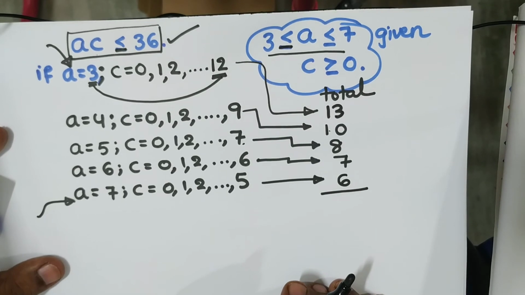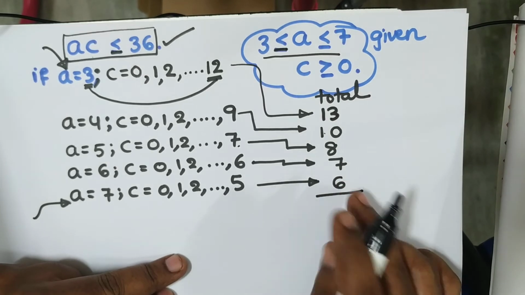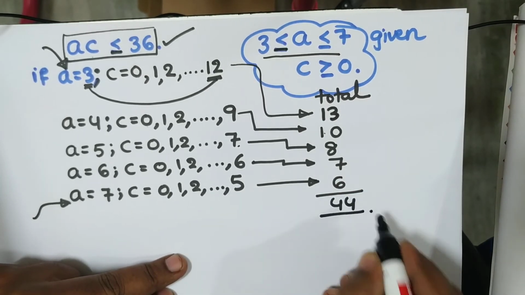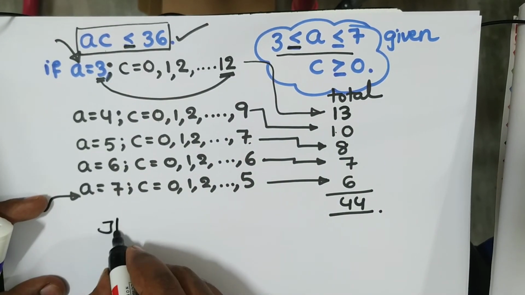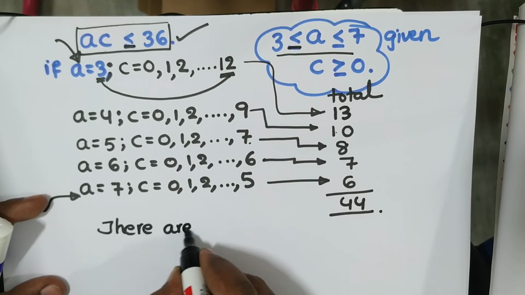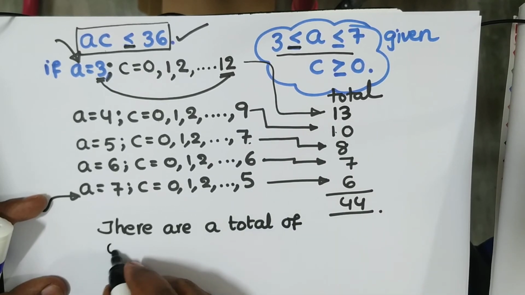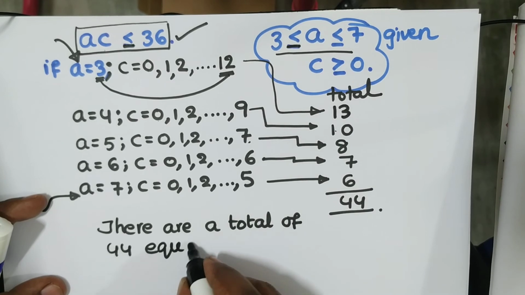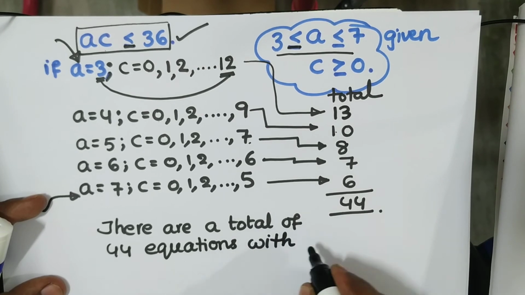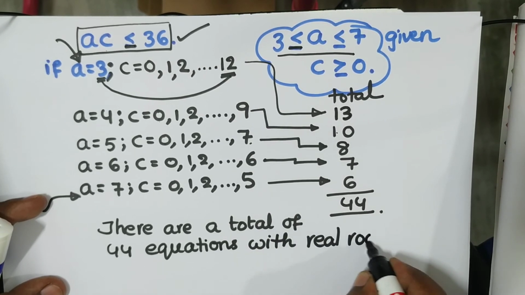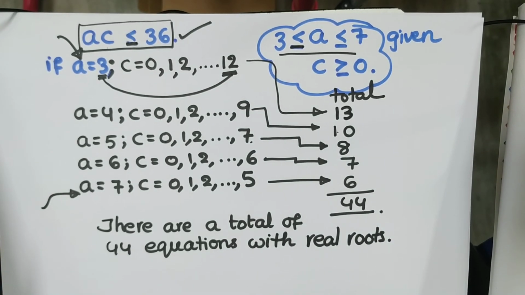Now you sum up all these quantities. 13 plus 10, 23, 23 plus 8, 31, 31 plus 7, 38, 38 plus 6, 44. Okay. So that's it. We have come to an end. So we can write like this. There are a total of 44 equations with real roots.